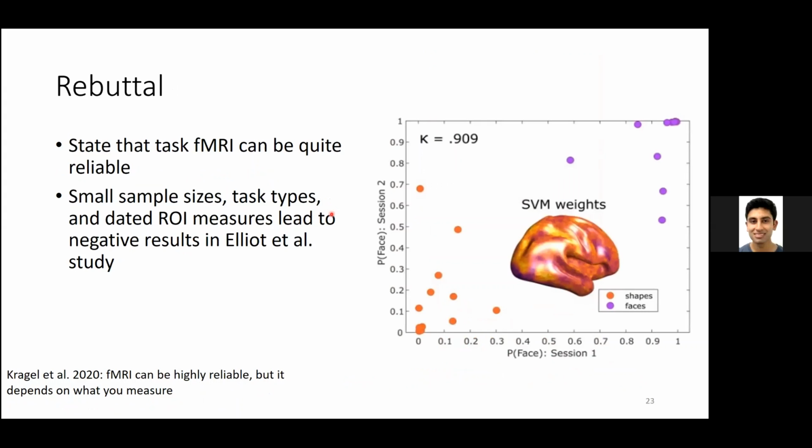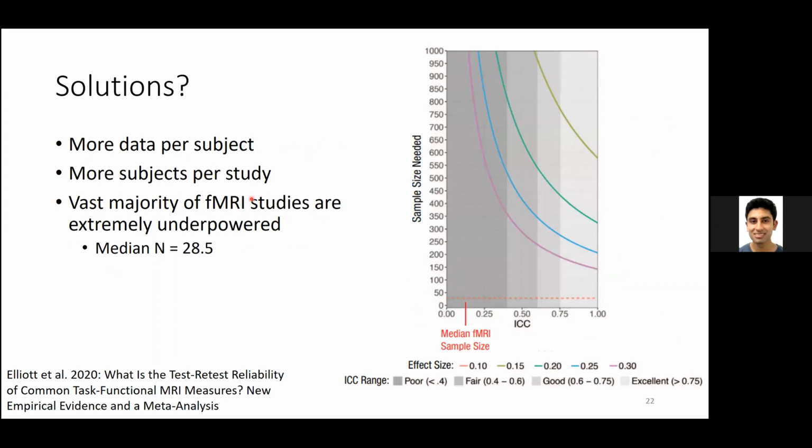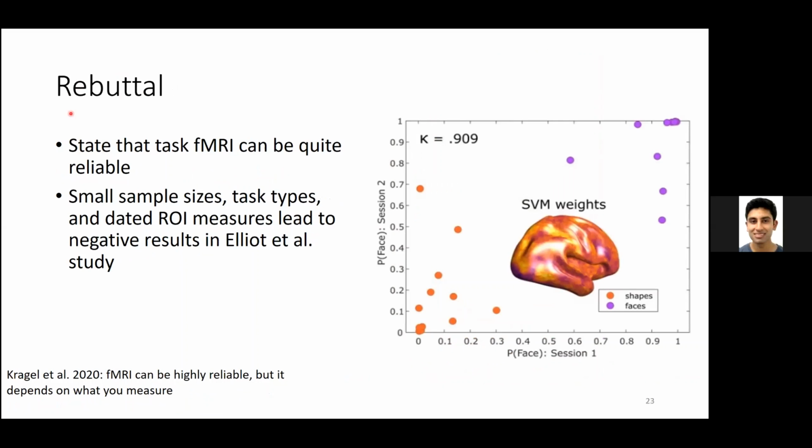I just want to end with a quick rebuttal. So this Duke paper got a lot of press in recent times, and 3 days ago, a group published a short rebuttal to this paper, and their rebuttal is simply that fMRI can be quite reliable when done properly, and they state that the small sample size used in the Duke study, so 45 patients, the task types that they used and the dated ROI measures led to negative results, but that modern fMRI research can be done properly.